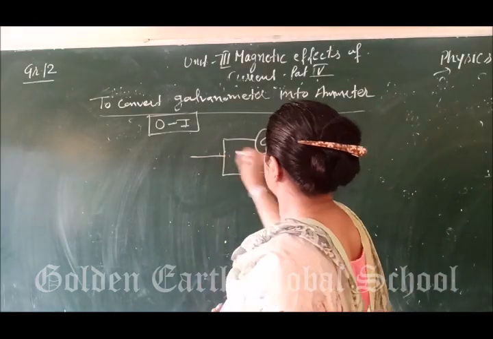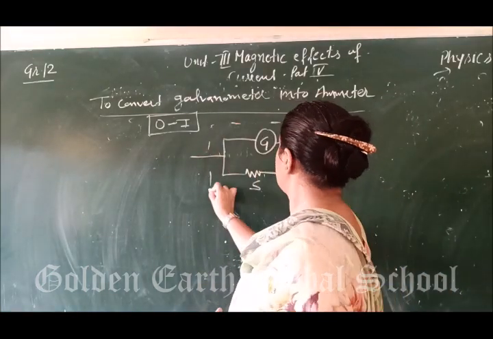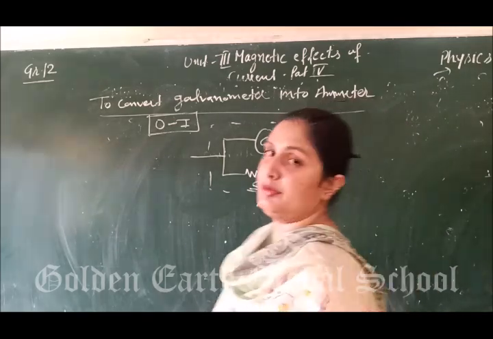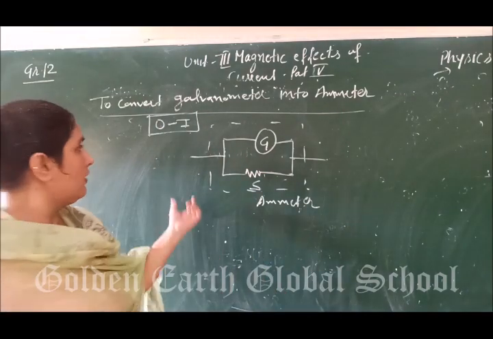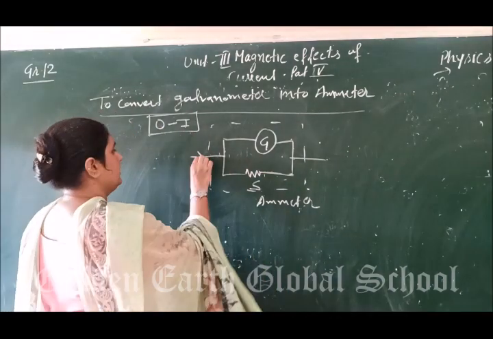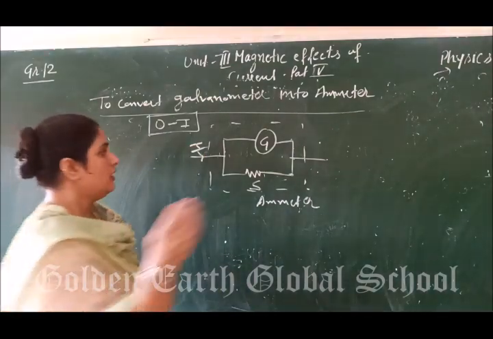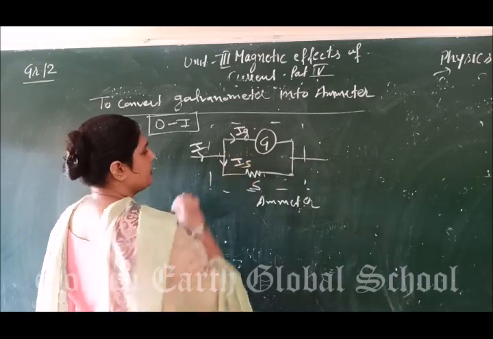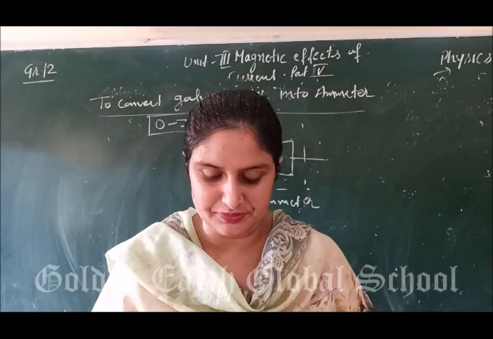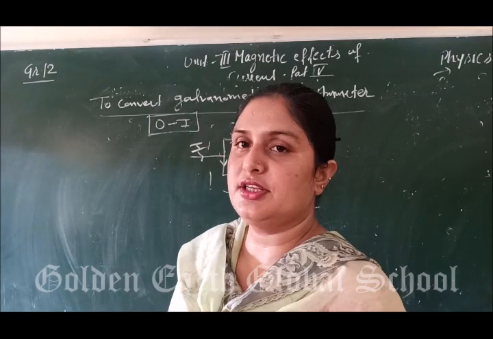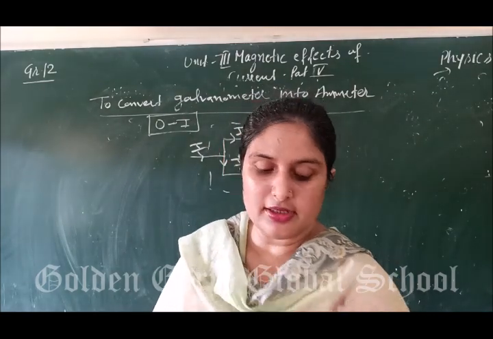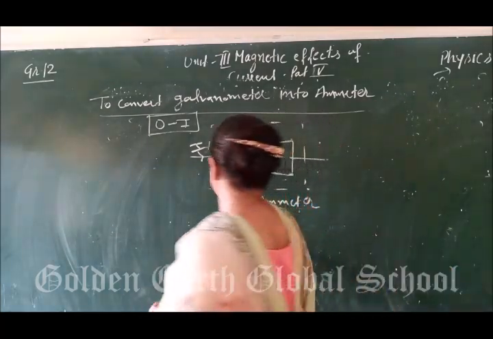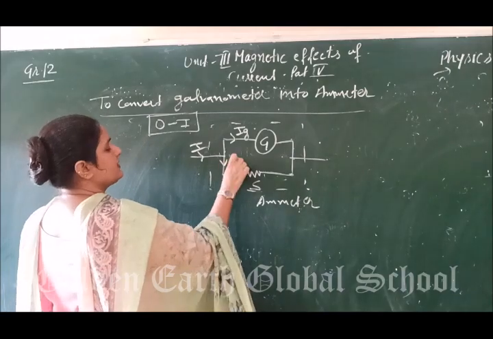Now this arrangement will work as the ammeter. That will note down the value from 0 to I. The total current in the circuit is I. From that, let us suppose Ig flows through the galvanometer and Is passes through the shunt resistance. Now galvanometer and the shunt resistance are connected in parallel, so the potential across the galvanometer and the shunt resistance will be same. Or you can say that Is can be written as I minus Ig.